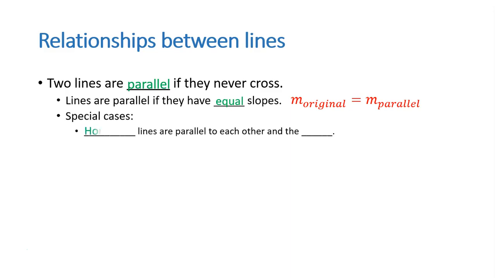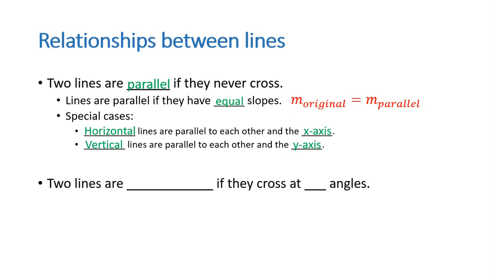A couple special cases: horizontal lines are parallel to each other and the x-axis. So every horizontal line is parallel to every other horizontal line. One special horizontal line is the x-axis. So all horizontal lines, including the x-axis, are parallel. The same thing is true for vertical lines and the y-axis. So the y-axis is just a special case of a vertical line. Every vertical line is parallel to every other vertical line and the y-axis.